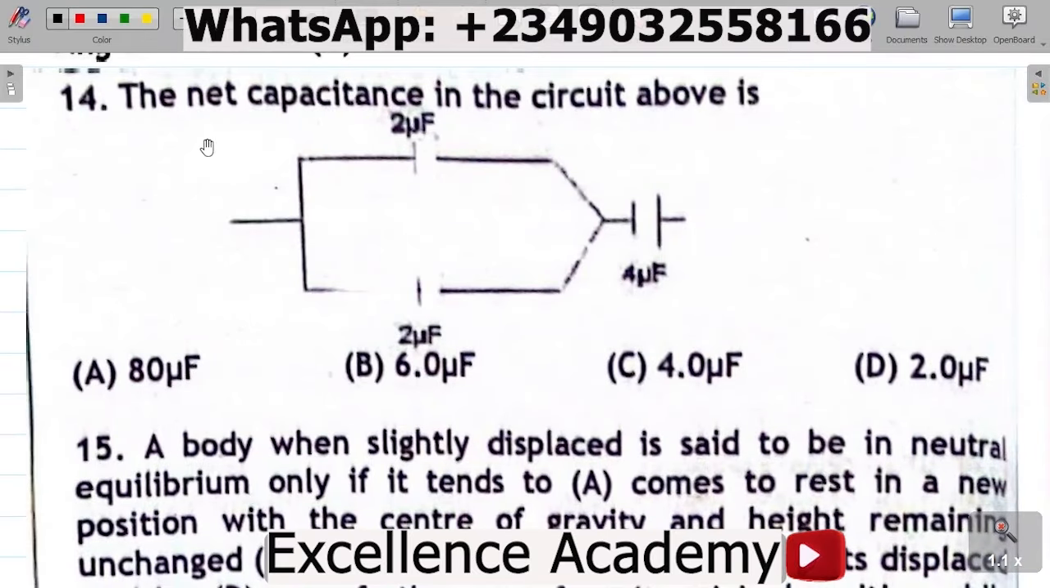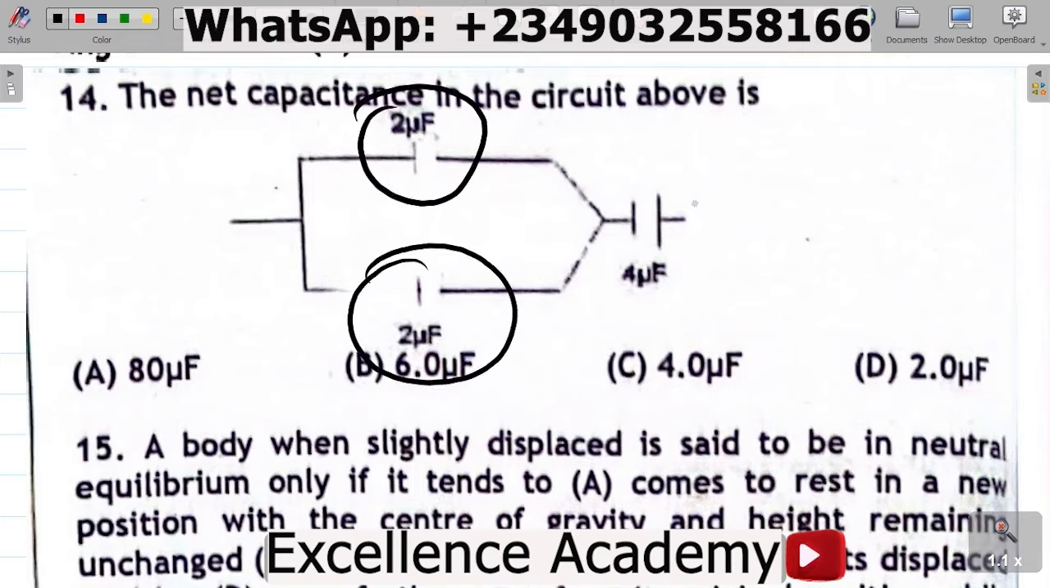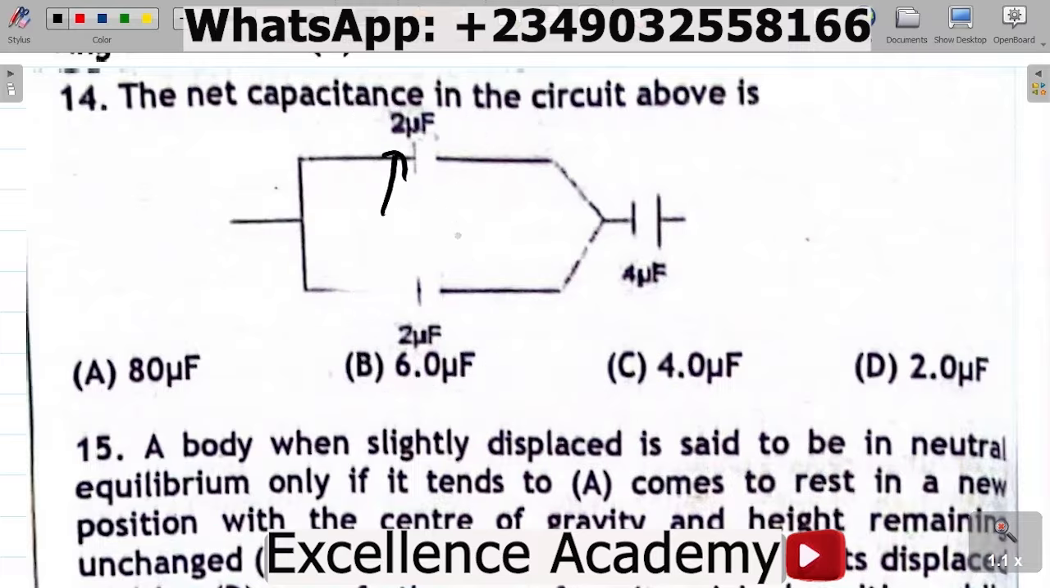Question number 14. The net capacitance in the circuit above is, we want to find the equivalent or net capacitance here. How do we solve this? Now, for this question here, you'd have to resolve this to a single capacitor or capacitance. You have three capacitors here, 1, 2, and 3, this having 2 microfarad, this having 2 microfarad, this having 4 microfarad.